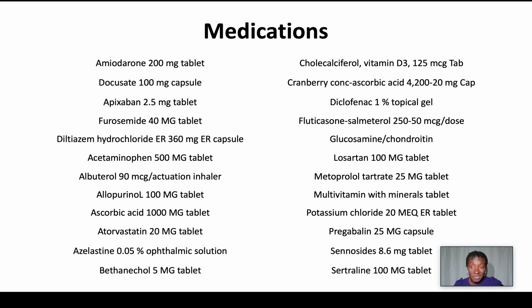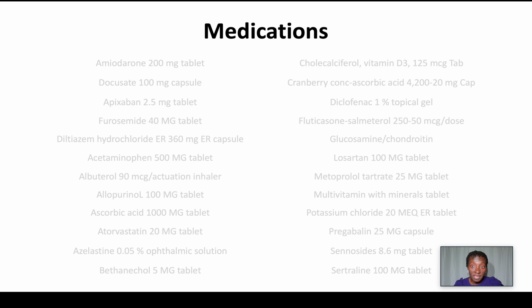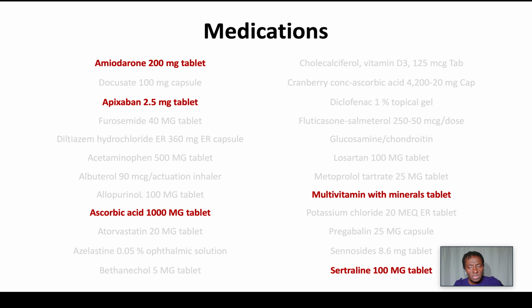She's on a ton of them, but we want to focus on just the key ones that could be causing problems. So if she's on Apixaban, that's important. This could all be explained by Apixaban. But she's also on amiodarone, which could cause thrombocytopenia, rarely. She's on sertraline, which could cause platelet dysfunction. She's taking ascorbic acid, so maybe she doesn't have vitamin C deficiency. She's also on a multivitamin with minerals, so maybe this is not vitamin K deficiency.